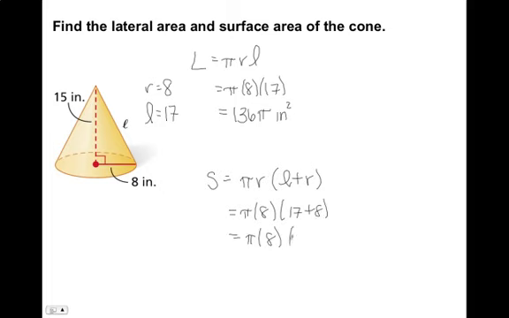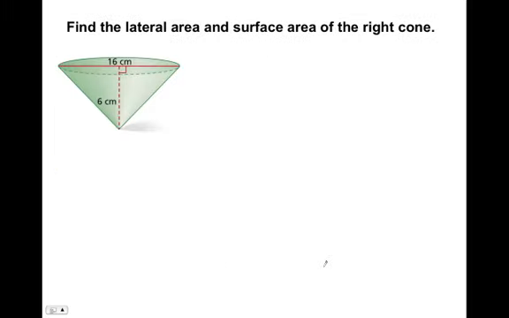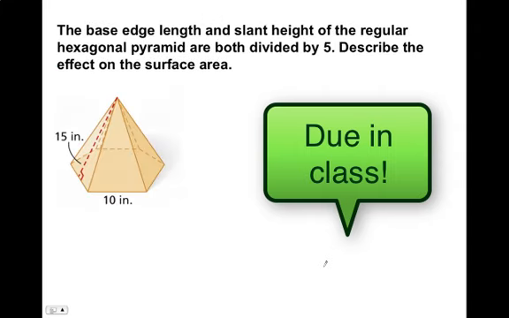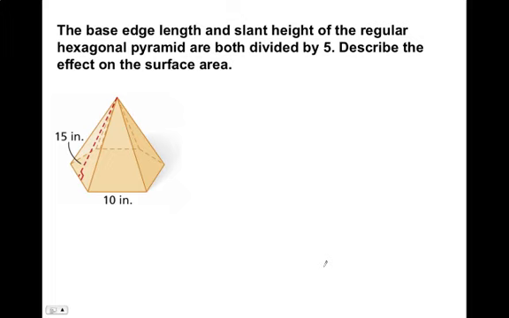Simplify your parentheses, and we get that the total surface area is 200 pi square inches. This one here is due in class. Remember to write your formulas down, make your list of variables, and substitute in accordingly. So now let's look at this one.